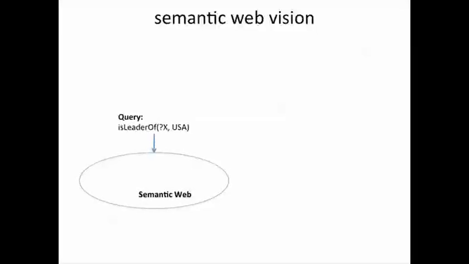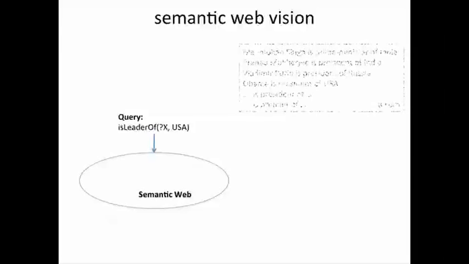So let's look at the vision that Tim Berners-Lee espoused way back in 2000 called the Semantic Web, which essentially puts together some of the ideas that we've been talking about in the past few minutes. So to answer a question or query like, who is the leader of USA, a semantic web system or web intelligence system incorporating semantics would proceed something like as follows.